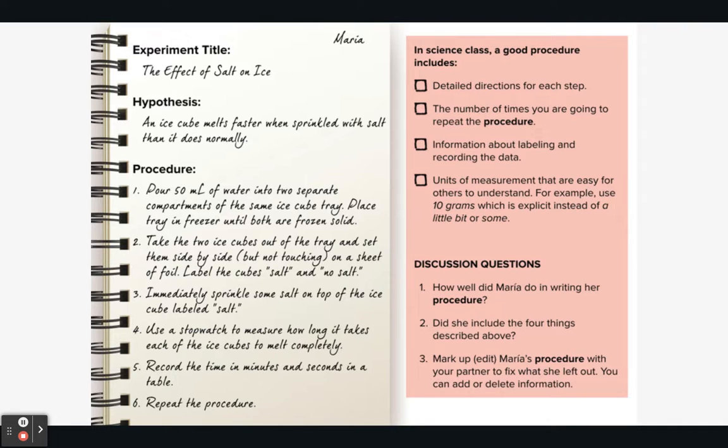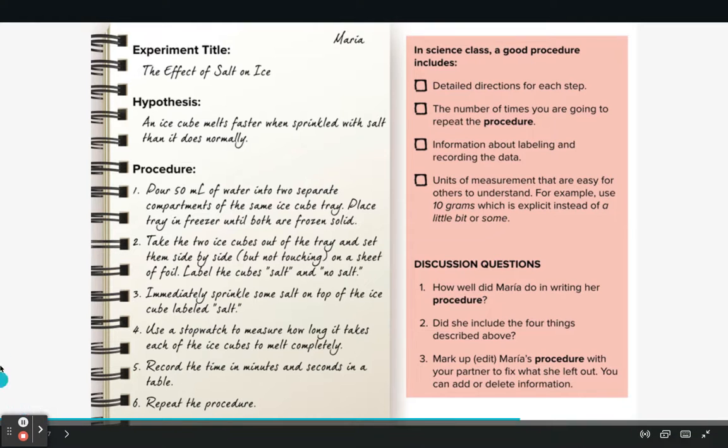When we design a procedure for science, we need to include detailed directions for each step, the number of times the procedure needs to be repeated, how to record the data, and units of measurement that are explicit. You are going to evaluate Maria's procedure for those 4 criteria. I would like for you to pause the video while you take a look at the procedure.